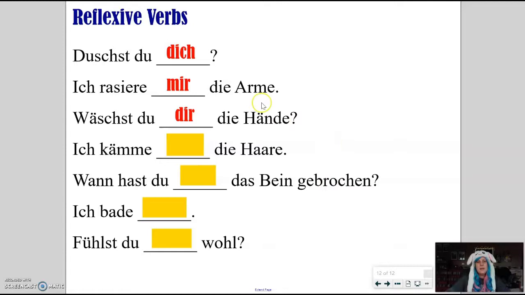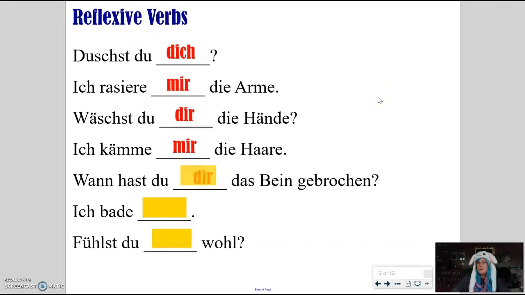Nächster Satz. Ich kämme mir die Haare. Habt ihr das richtig gehabt? Did you get that right? Gut. So, I comb, what do I comb? The hair. Whose hair? My hair. So, ich kämme mir die Haare with the dative reflexive pronoun.